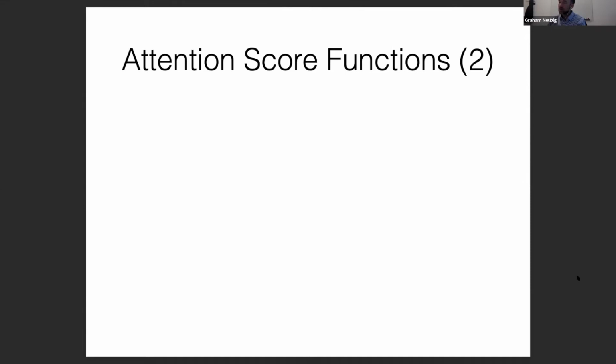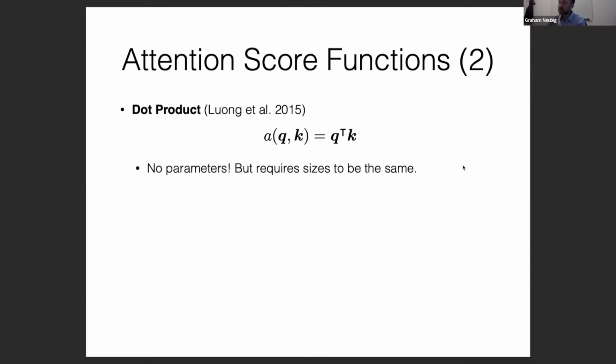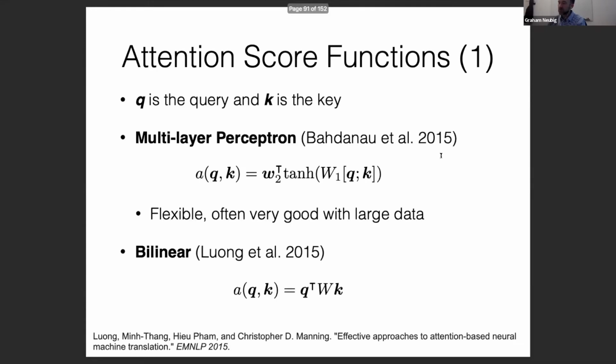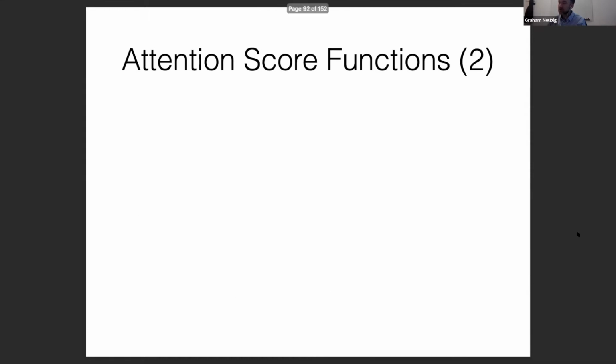And then we also have other things like the dot product, where we just take the dot product between the two vectors. This is very, very simple and can be effective, but the problem is that this definitely requires the key and the query to be the same size, because otherwise you can't take the dot product. So the bilinear function gives you a bit more flexibility in that you don't have to assume that the query and the key are in the same underlying space, and it also allows you to compare things of different size.